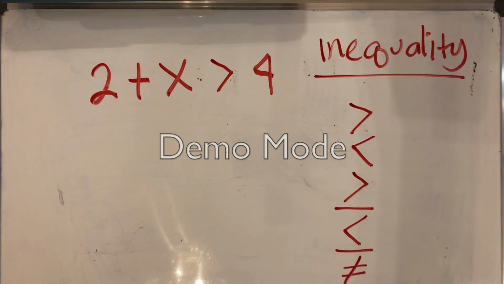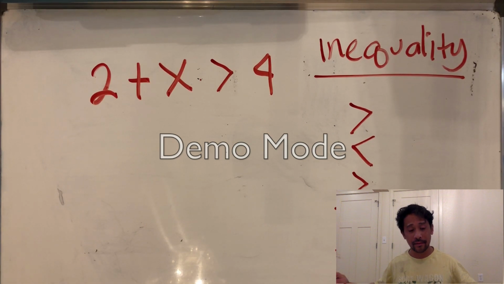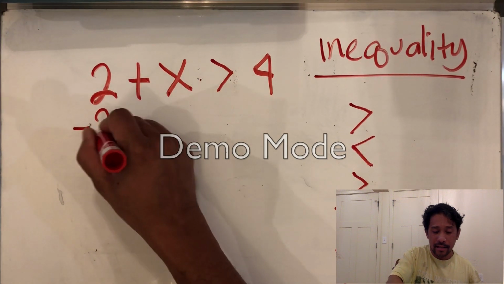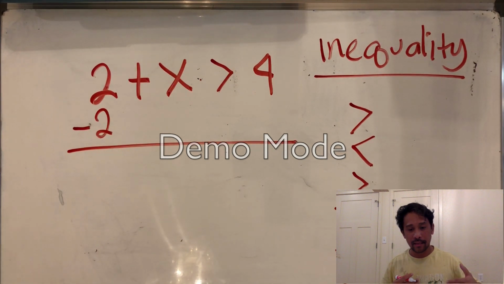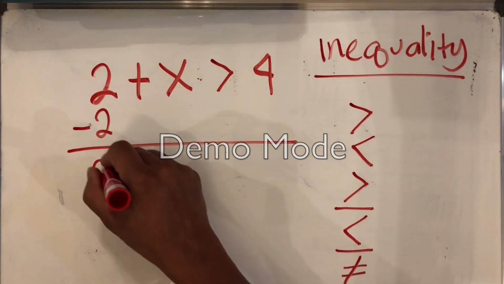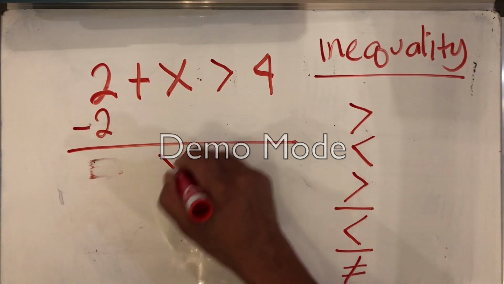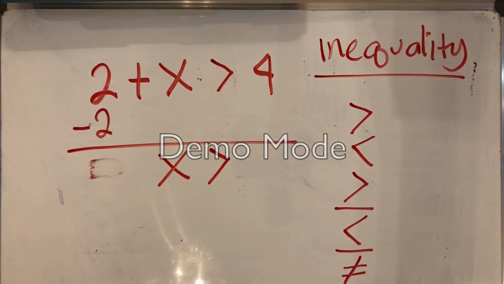How do we solve this? Again, same rules as an equation. We have to isolate x, make x all by itself. So in order to do that, the same steps. We add negative 2 here, and negative 2 plus a positive 2, when you combine them together, you get what you call a zero pair. So this will become 0. We don't need to write 0 anymore. We bring down the variable x, and we bring down the inequality, which is a greater than symbol.